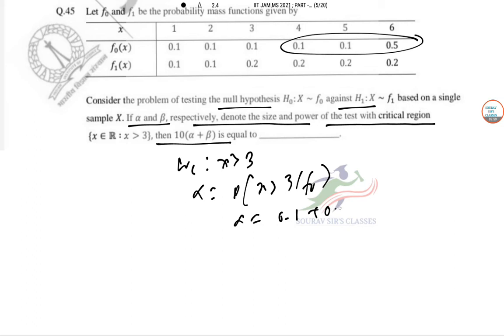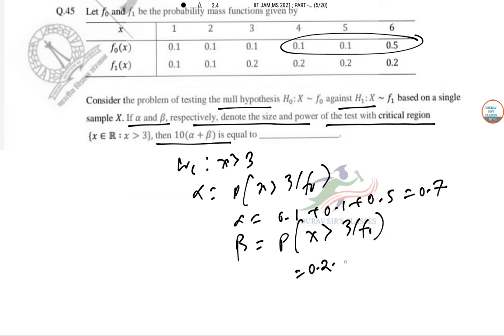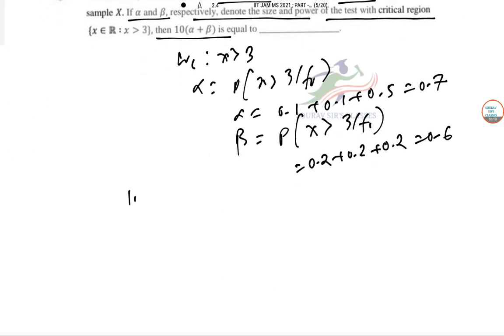These three, so 0.7. Beta equals P of x greater than 3 under F1. So 0.2 plus 0.2 plus 0.2, this is 0.6. So 10 into alpha plus beta is 10 into (0.7 plus 0.6), which is 10 into 1.3, so 13 is the answer.